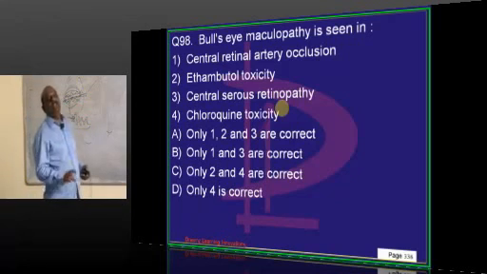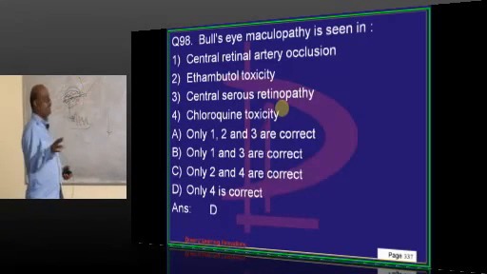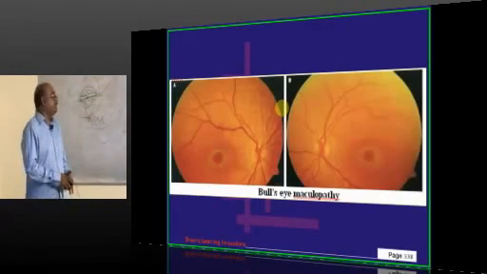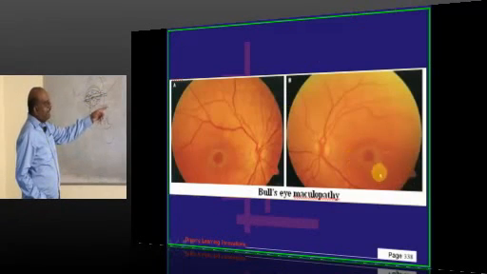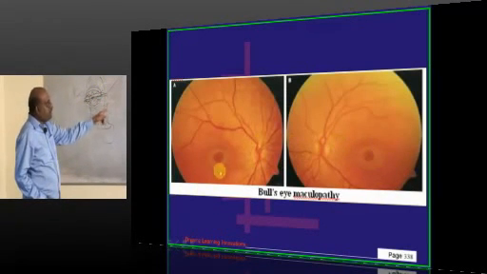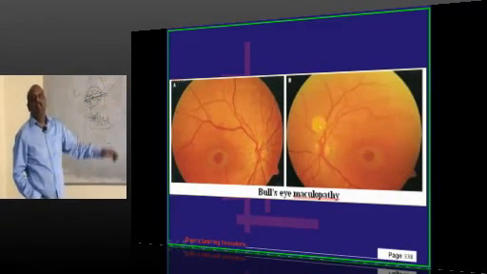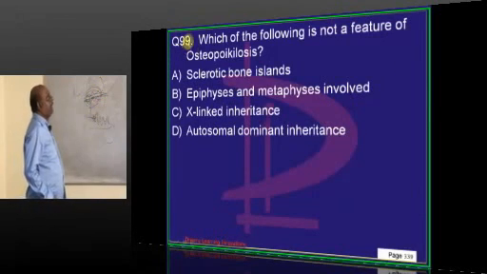So, bullseye maculopathy, where do you see? Typically we see it whenever there is any chloroquine toxicity. Whenever chloroquine toxicity is there, then the retinopathy will lead to this kind of an appearance which is looking like the eye of the bull, is what you need to basically remember.